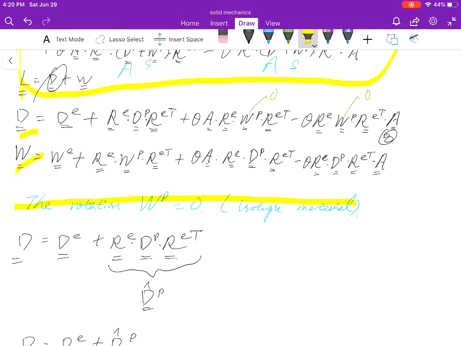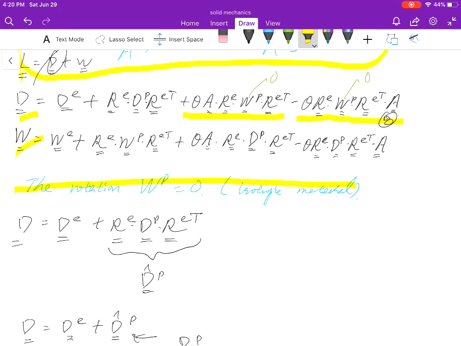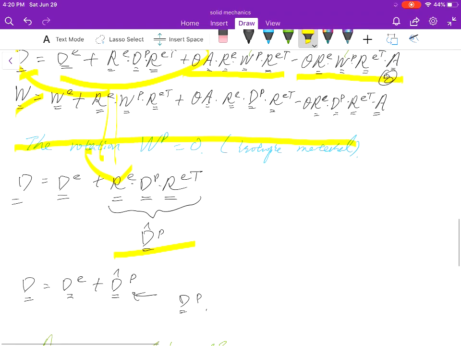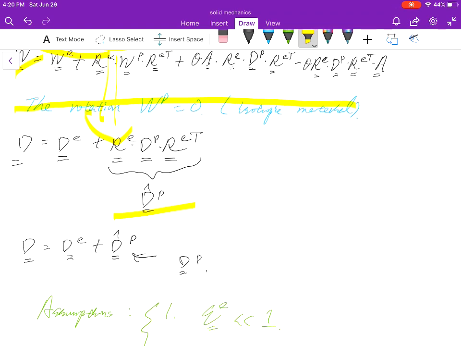The last assumption is that we assume the rotation is 0, which is naturally satisfied for isotropic material. And with this, we can get this equation. And this equation is directly the additive decomposition.